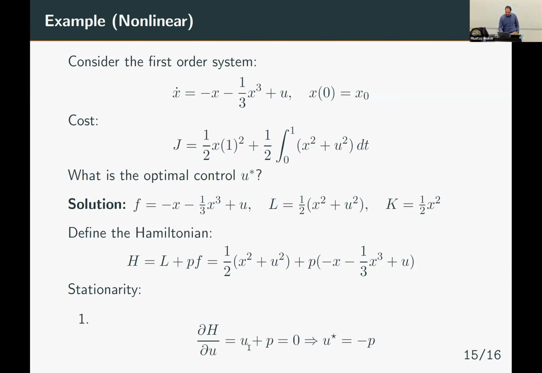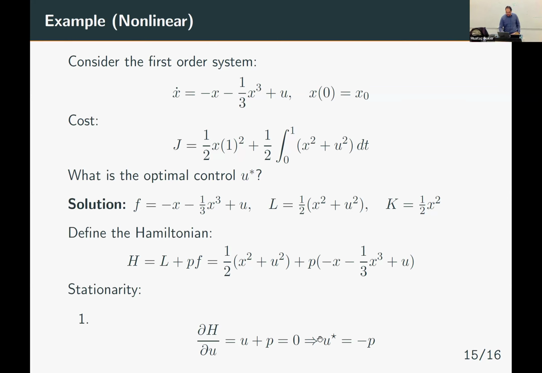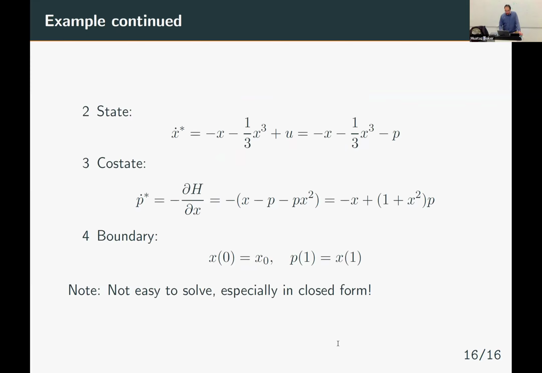All four of these conditions are at the optimal point, at X star, P star. So from there we have a formula now for U star. It's equal to minus P. The only problem is we don't know what P is, so we need to solve for P. But it's a starting point.